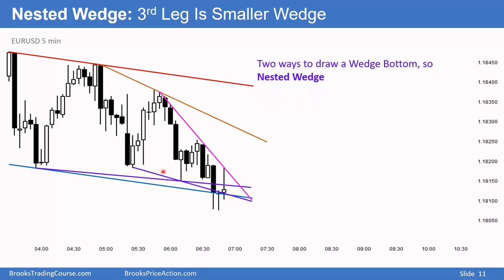Two ways to draw a wedge bottom, 1, 2, 3, or 1, 2, or 2, and 3. Let's say 1, 2, and 3. There are 2 ways to draw a wedge bottom here. Whenever there are 2 ways to draw the same pattern, some computers will use one, other computers will use the other.